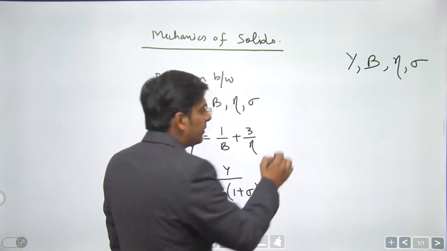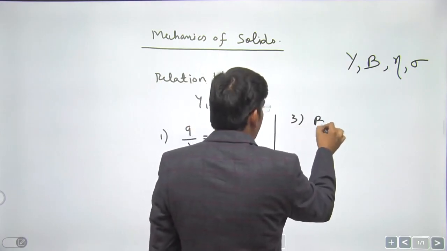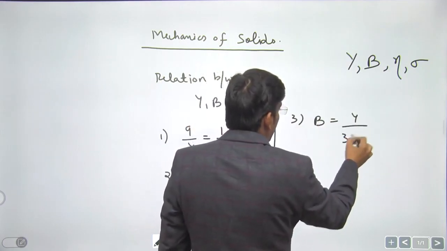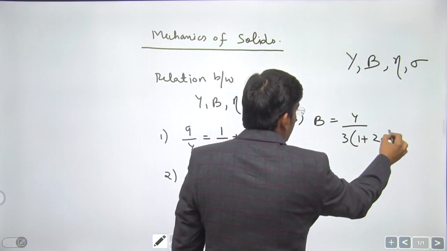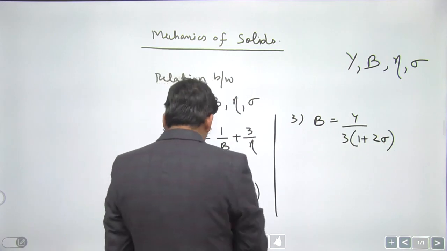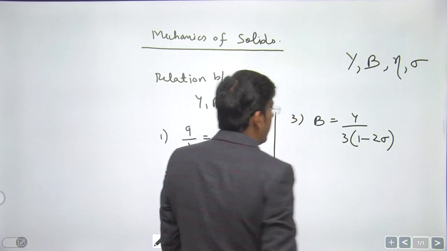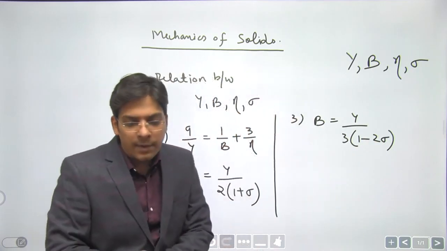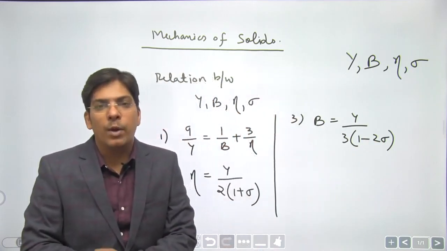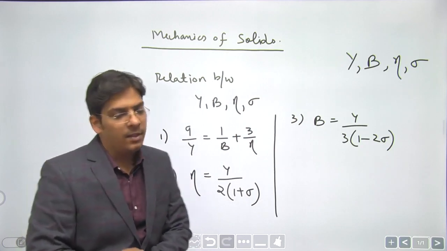Next we have B is equal to Y by 3(1 minus 2 sigma). You know what is bulk modulus, dear students? Rather, it is not plus, I'm sorry, it is minus sigma. Okay, I just forgot. So B is bulk modulus of elasticity, sigma is your Poisson's ratio, and Y is going to be Young's modulus of elasticity. Right, dear students?